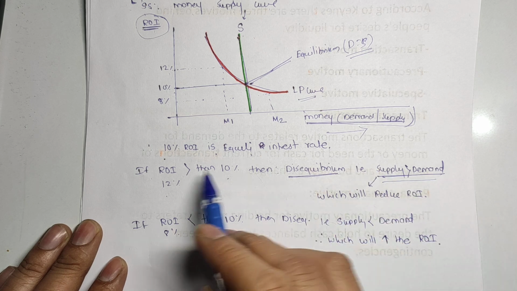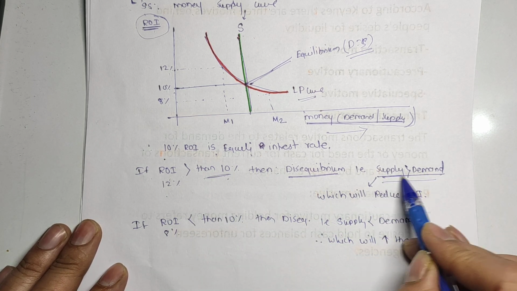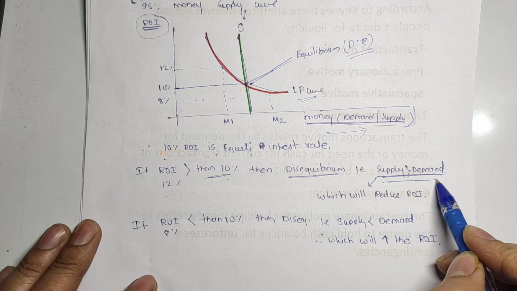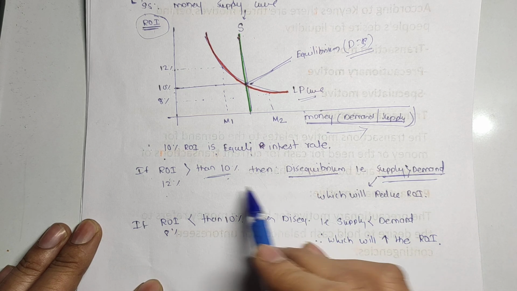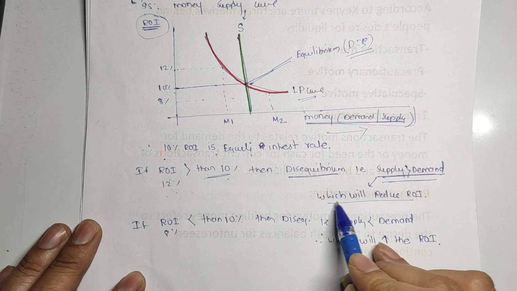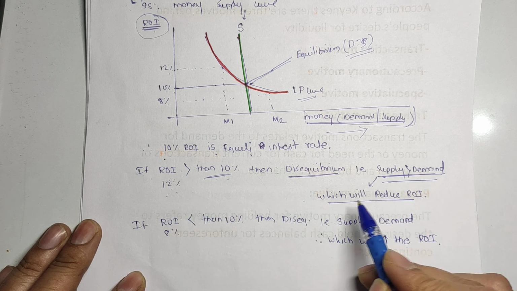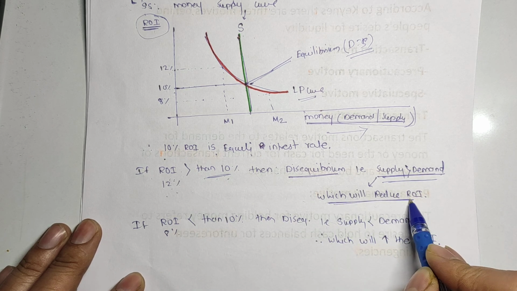That means if the rate of interest is more than the equilibrium rate of interest, that means supply is more than the demand. Then what happens? A rate of interest which is higher than the equilibrium will reduce. Automatically the rate of interest will be reduced to achieve the equilibrium.